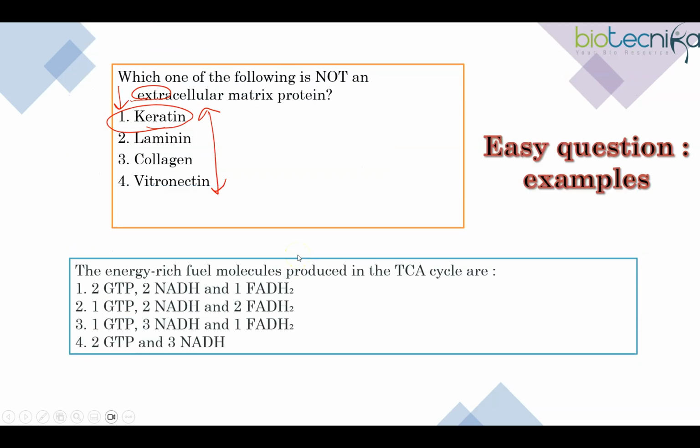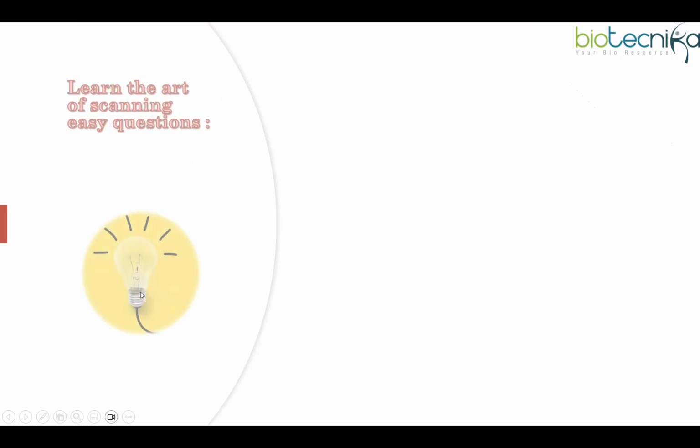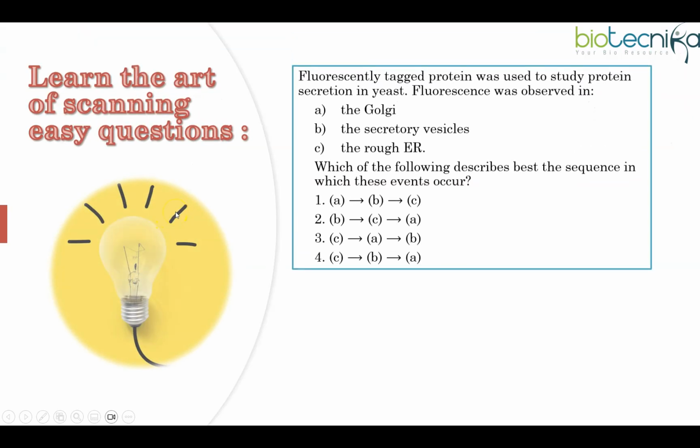Then, the energy rich fuel molecule produced in the TCA cycle. Everyone who has prepared unit 1 will know about the TCA cycle, that 1 GTP, 3 NADH and 1 FADH2 are produced. So no mistake in that. These are direct questions. Learn the art of scanning easy questions. Some questions might look lengthy, but again they are direct. This art will come with more and more practice.